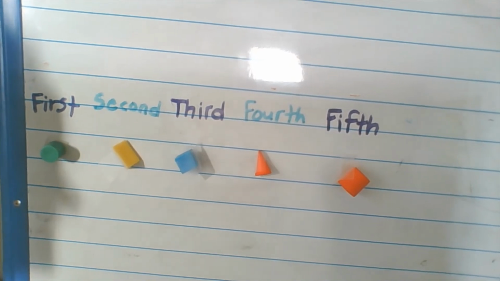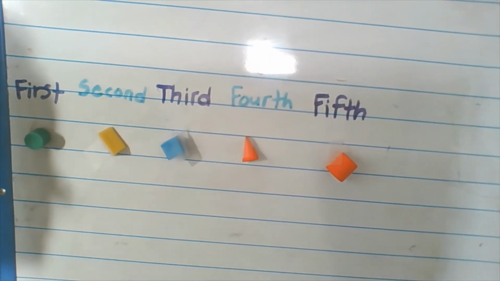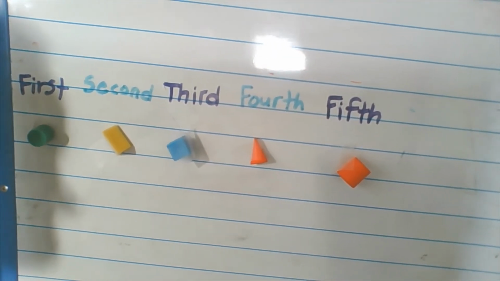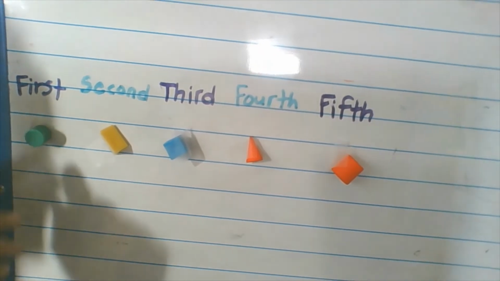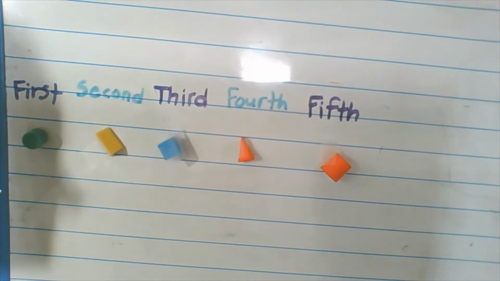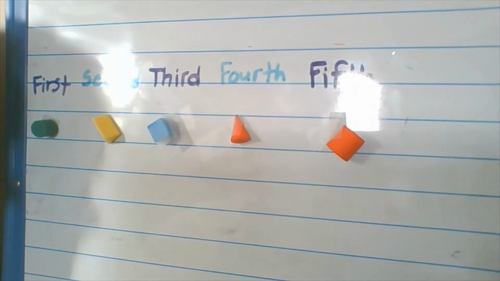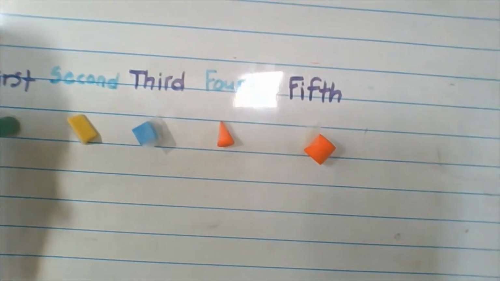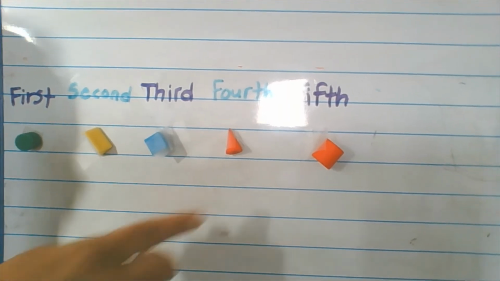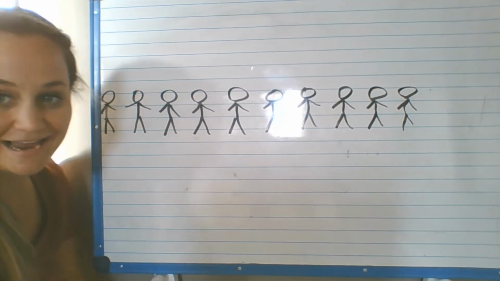Let's try this with 3D shapes. What is the name of the first 3D shape? That's right, this is a cylinder. What is the name of the fourth 3D shape? Ooh. Yes, this is a cone. That's right. One more little activity.